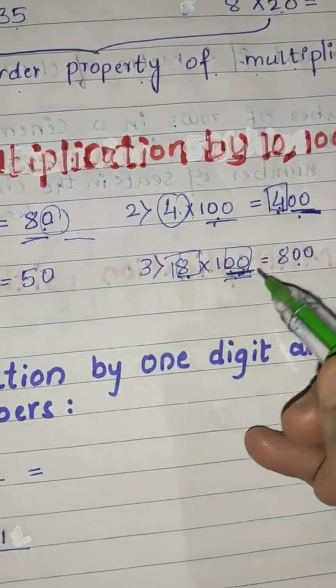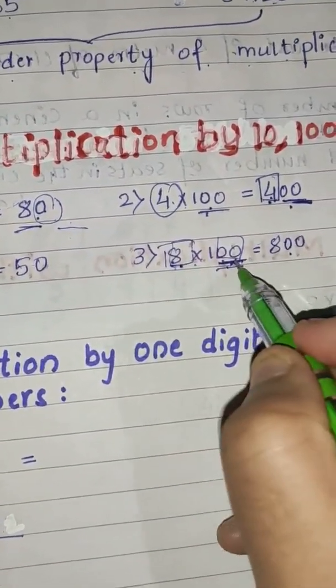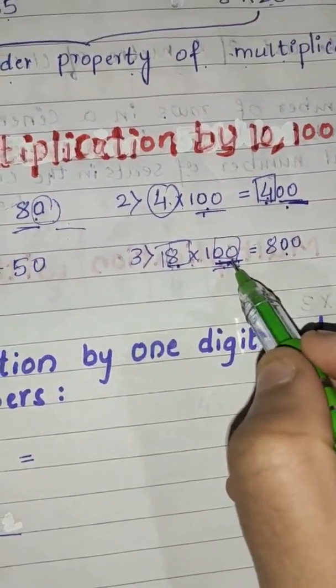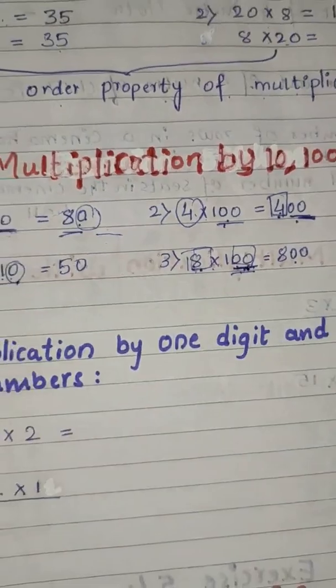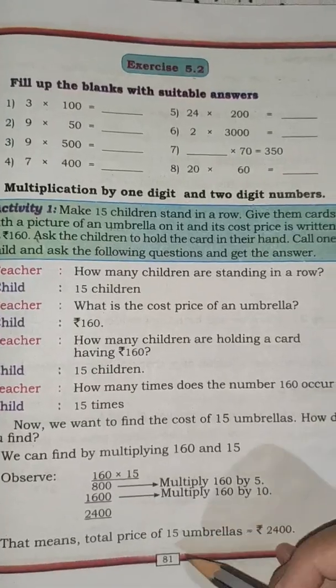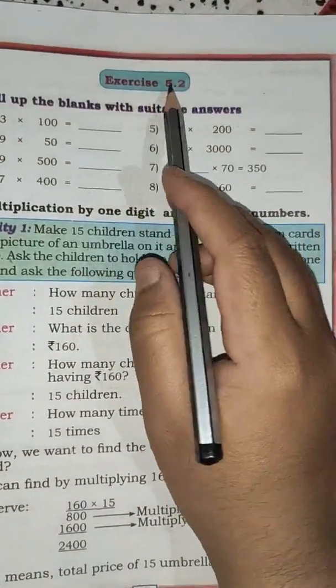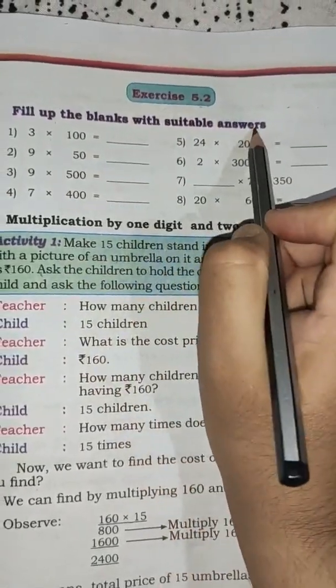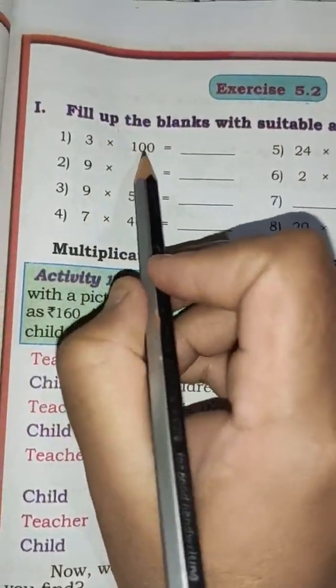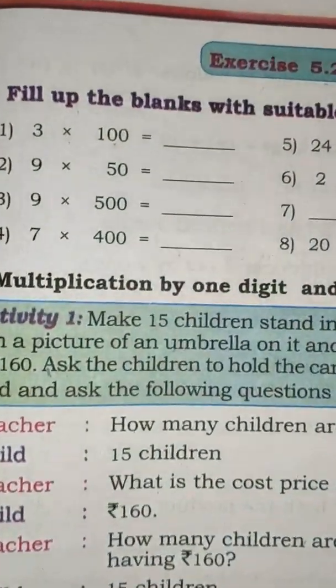Whether it is 2 or 3, we have to write those zeros at the end of the product. Understood? Okay. Now children, open page number 81. Exercise 5.2. Fill up the blanks with suitable answers. So here, 3 into 100. What will be the answer here?